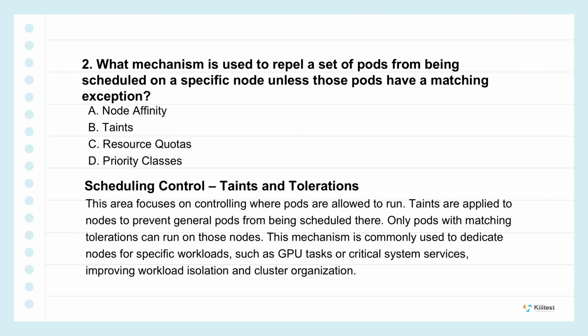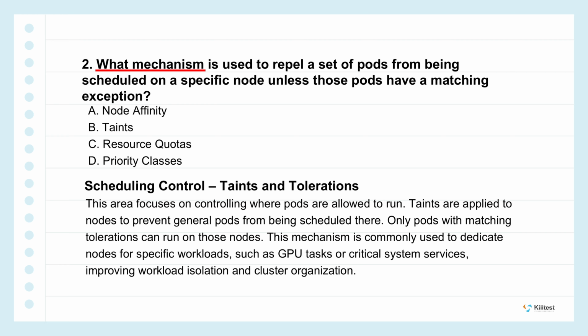Okay, let's actually move from the brain to the body, the workloads and scheduling part. This is about where things run. Right, the 15% bucket. We have question 2 here, and this introduces a concept that I always visualize as a VIP rope or maybe like a biohazard sign. The question asks, what mechanism is used to repel a set of pods from being scheduled on a specific node unless those pods have a matching exception? Notice the word repel there. That is the massive hint.